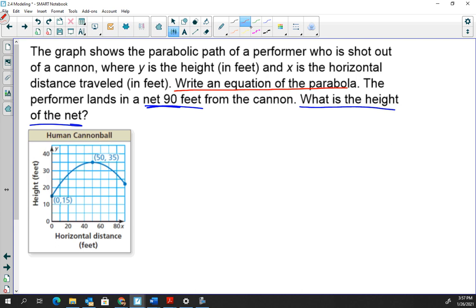We've done some problems like this. We did a bunch of them in class this week. I have 2 points. One of them is the vertex, right? (50, 35), that's the vertex. So I have my general form of a quadratic in vertex form. And I know 2 points on the parabola, (0, 15) and the vertex, (50, 35).